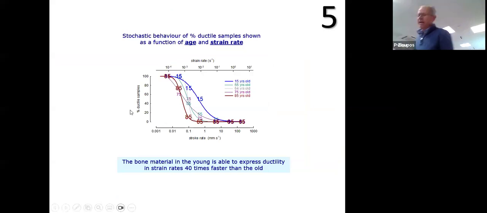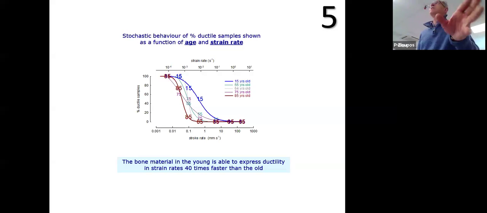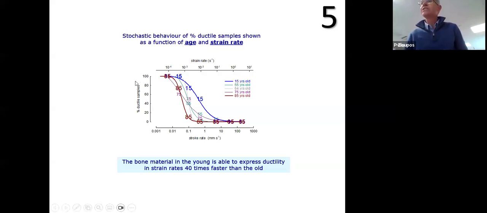So if we go back now and demonstrate this in a two-dimensional diagram, that's how it demonstrates itself. Instead of putting mechanical measurement, strength, or energy, let's use a stochastic variable: the percentage of the samples that broke in a brittle or a ductile fashion, and you get this. This is basically like the curves that you see in pharmaceutics and kinetics. This is 100% ductile to 0% ductile, or basically 100% brittle. And then you can see that this is the 85-year-old, 70, 55, 15.